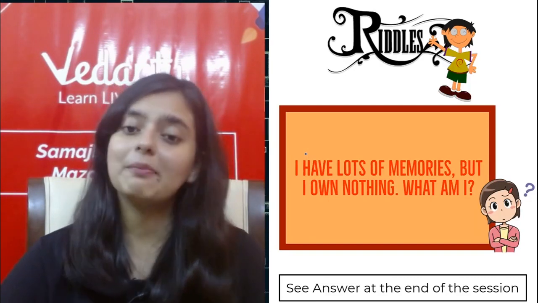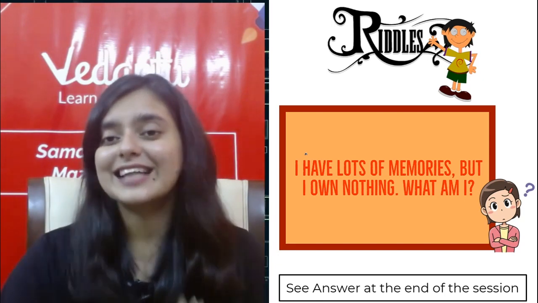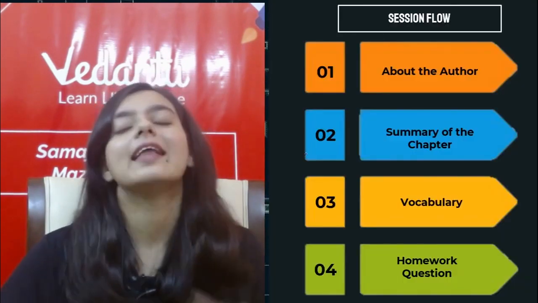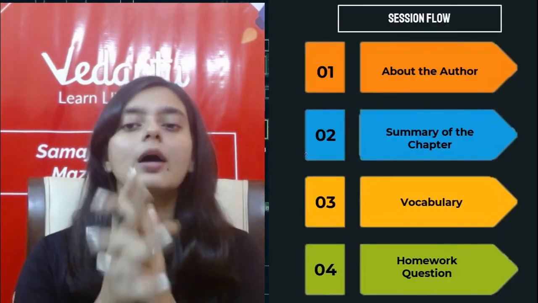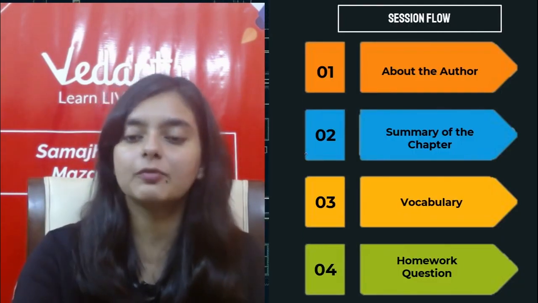And we will begin with a lovely riddle. I have lots of memories, but I own nothing. What am I? Think about it. We will discuss this at the end of the session. This is going to be the session flow. We'll talk about the author, we'll summarize the chapter, and then we will end with vocab and the homework question.